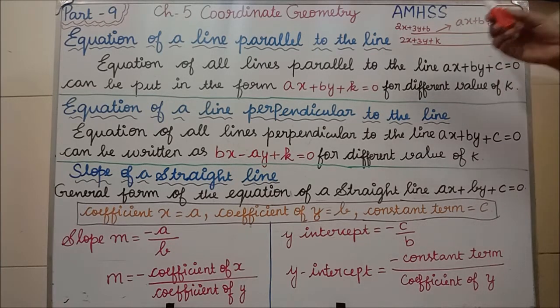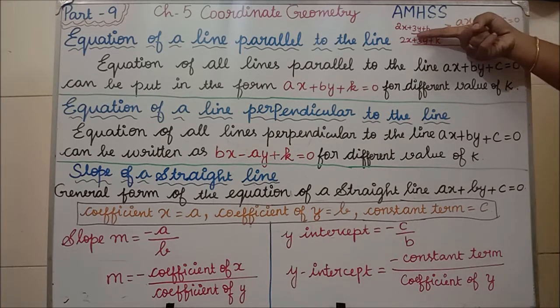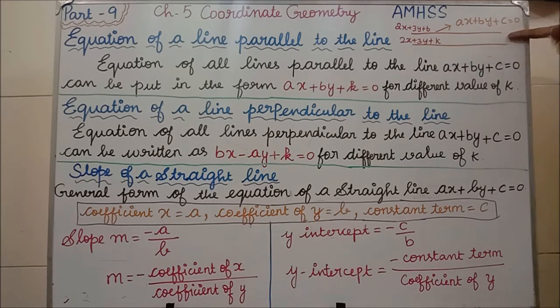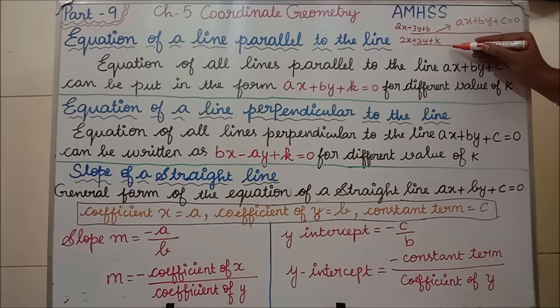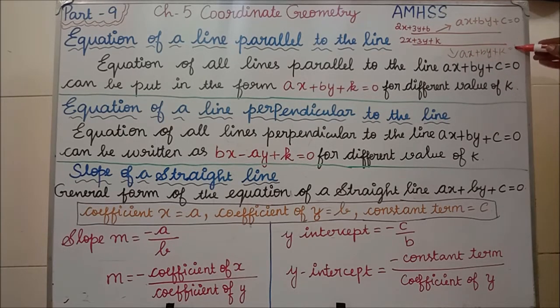Equation of a line parallel to the line. Which means, now consider this is our straight line. Straight line equation will be in what form? ax plus by plus c equal to 0. To this straight line, if you are drawing any parallel line, how will this parallel line equation be? See this equation again, ax plus by plus k equal to 0. Clear? This straight line equation is ax plus by plus c equal to 0.